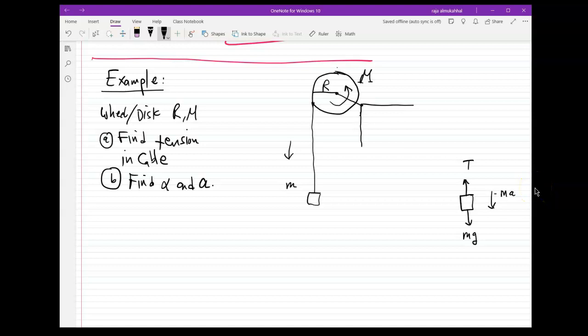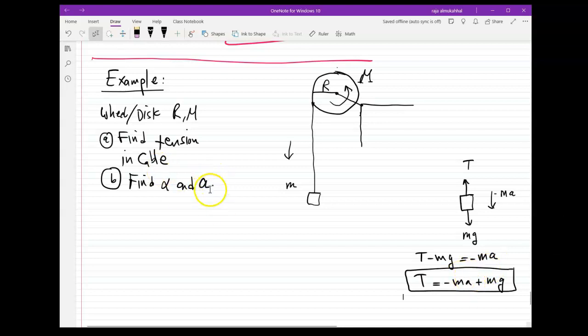So in this case, the equation of motion would be something like T minus mg equals minus ma, and therefore the tension is equal to minus ma plus mg. That's not going to help us much. I mean, basically he's asking me for the tension. Well, here is the tension, but I don't know a yet, and he's also asking me for a, remember that. But that's a good equation.